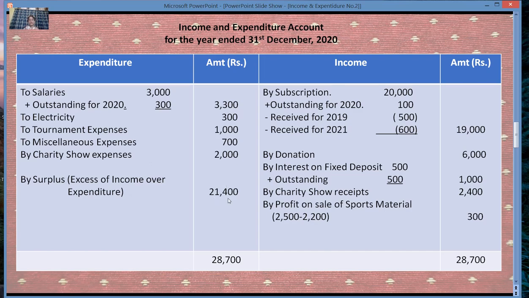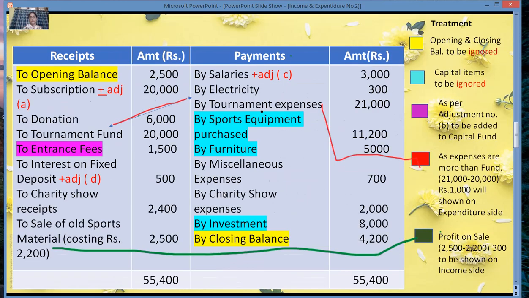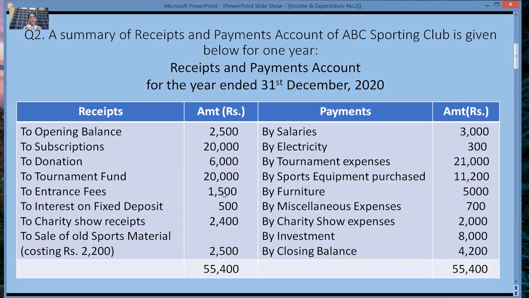21,400. Yes. Now children, this 21,400 will be transferred to your capital fund. It's added to your capital actually. Now if you remember your question, we don't have any information regarding your balance sheet. What is your capital fund? We don't have any kind of information.